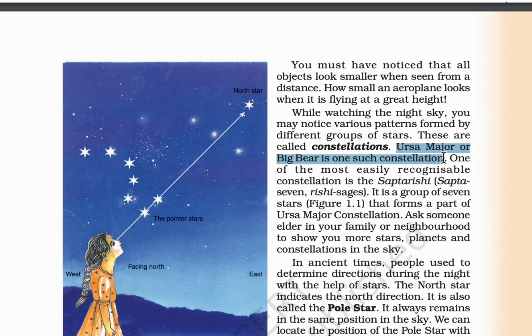In this Big Bear constellation, or Ursa Major constellation, there is a group of 7 stars. You can see over here. This group of 7 stars is called the Saptarishi constellation. Using this Saptarishi constellation, the pole star can be located. This pole star stays in the same position; its position does not change. So by using this star, we can determine the north direction. This star is also called the North Star.